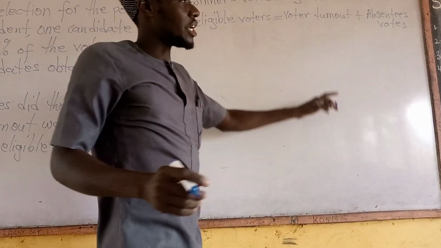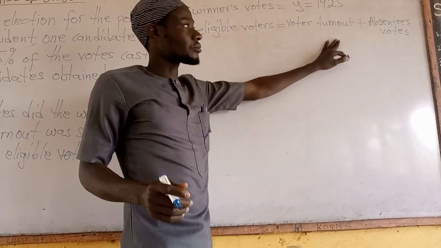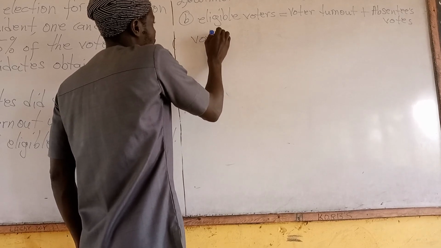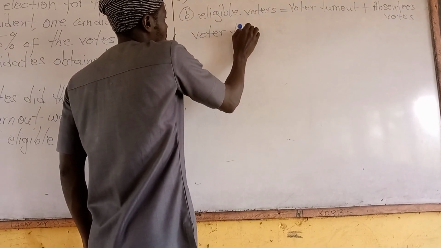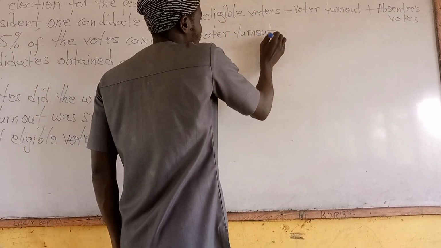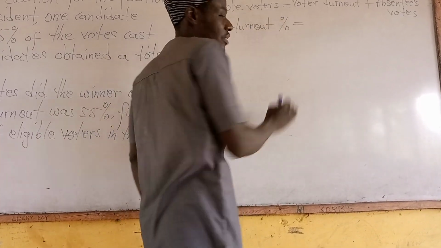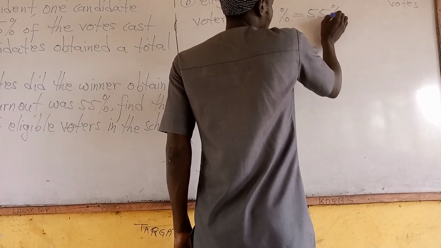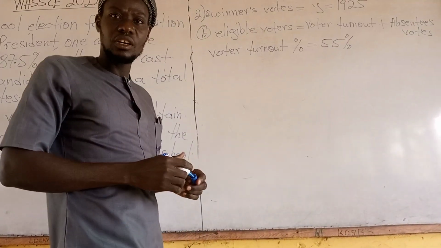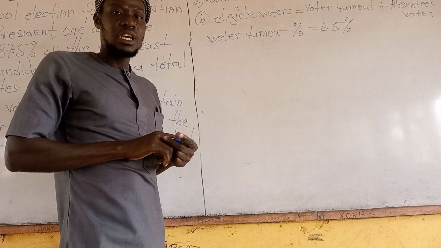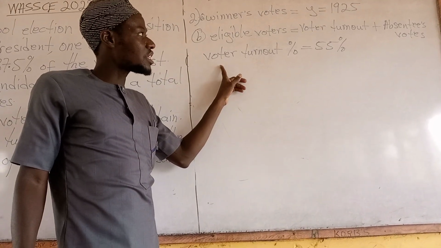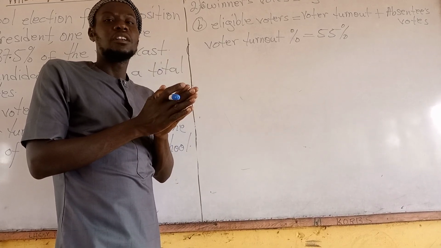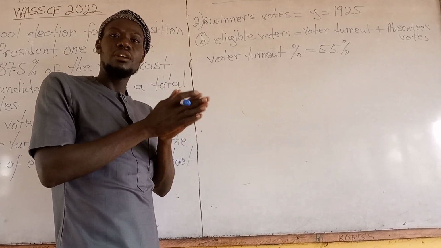The voter turnout plus the absentees votes. Now we are told that the voter turnout percent is 55%. That's what we are told, that the voter turnout percent is 55%. Now this 55% will represent the total number of eligible voters who voted in the election, who came to vote in the election.